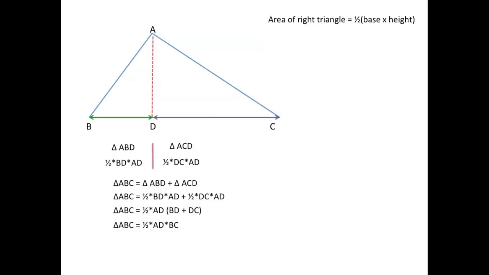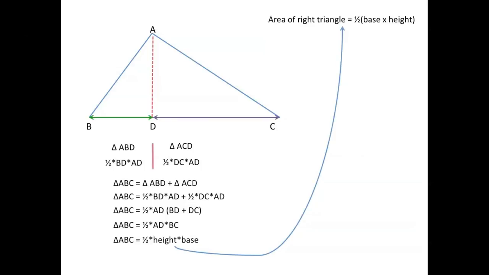Now, AD is actually the height of triangle ABC, and BC is the base of triangle ABC. So that shows that the area of triangle ABC is also half times its height and base, which is the same thing we've retrieved here.